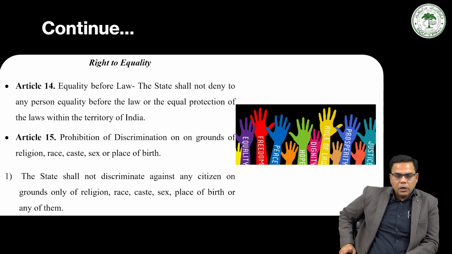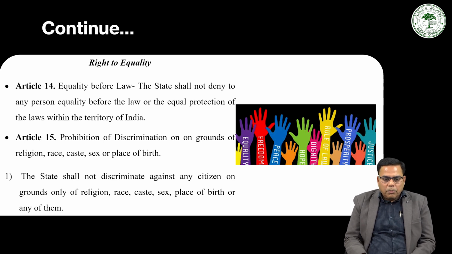And how is it being elaborated? The state shall not discriminate against any citizen on grounds only of religion, race, caste, sex, place of birth or any of them. The word only that has been mentioned here is very important. It means if positive discrimination is there, it should not be only on the ground of religion, race, caste, sex, place of birth, etc., but other things are to be taken into consideration.